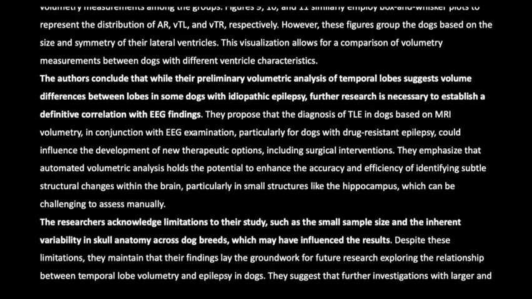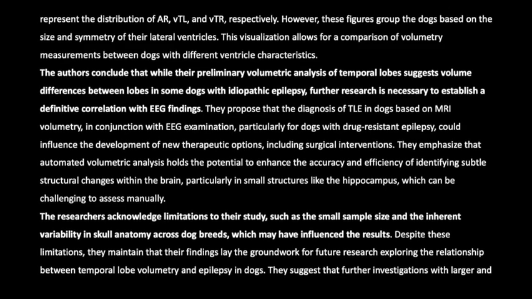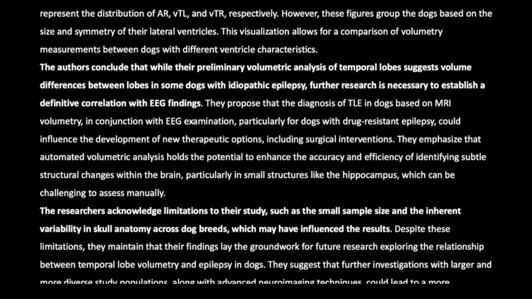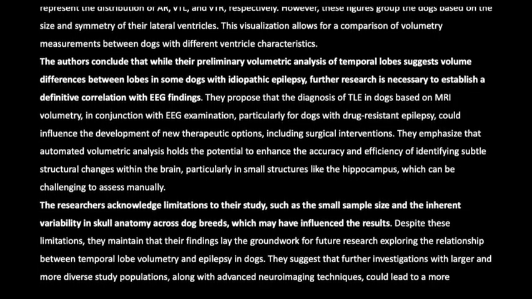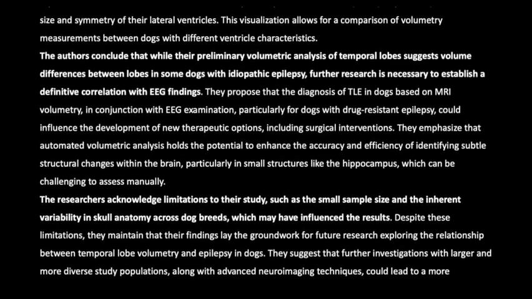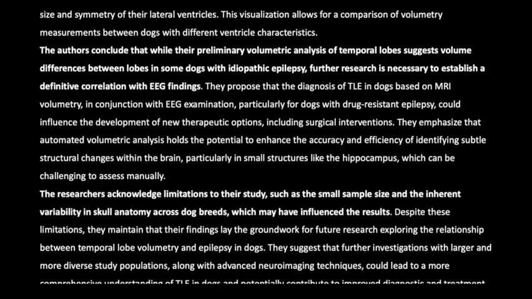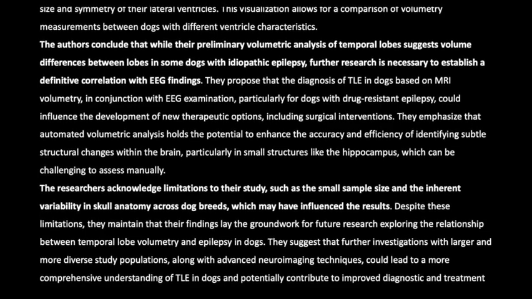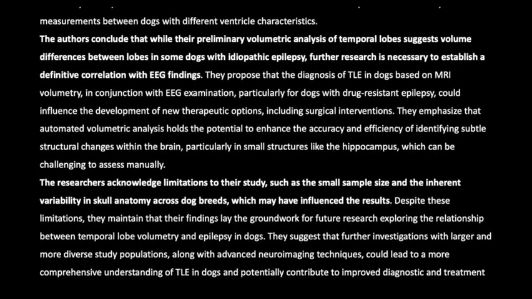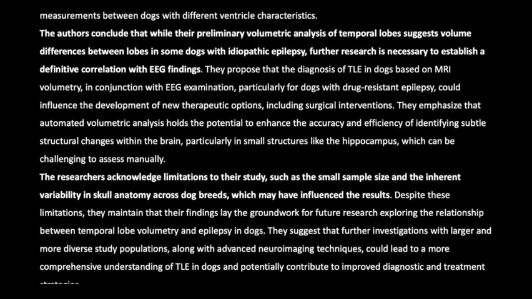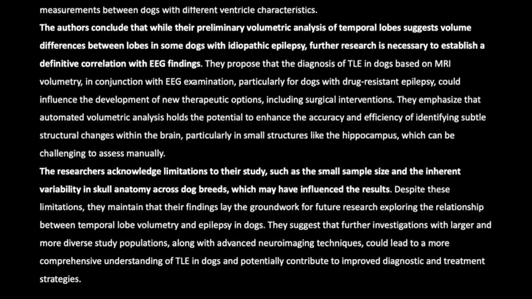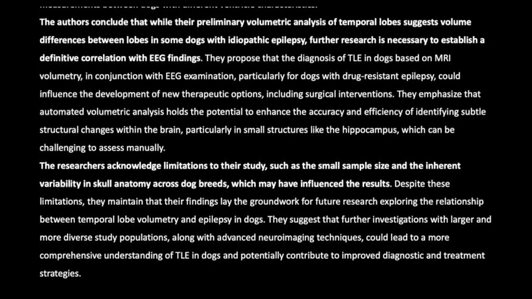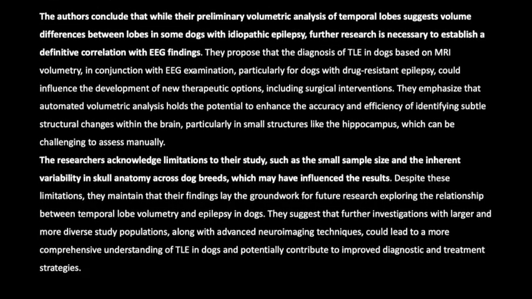They emphasize that automated volumetric analysis holds the potential to enhance the accuracy and efficiency of identifying subtle structural changes within the brain, particularly in small structures like the hippocampus, which can be challenging to assess manually. The researchers acknowledge limitations to their study, such as the small sample size and the inherent variability in skull anatomy across dog breeds, which may have influenced the results.